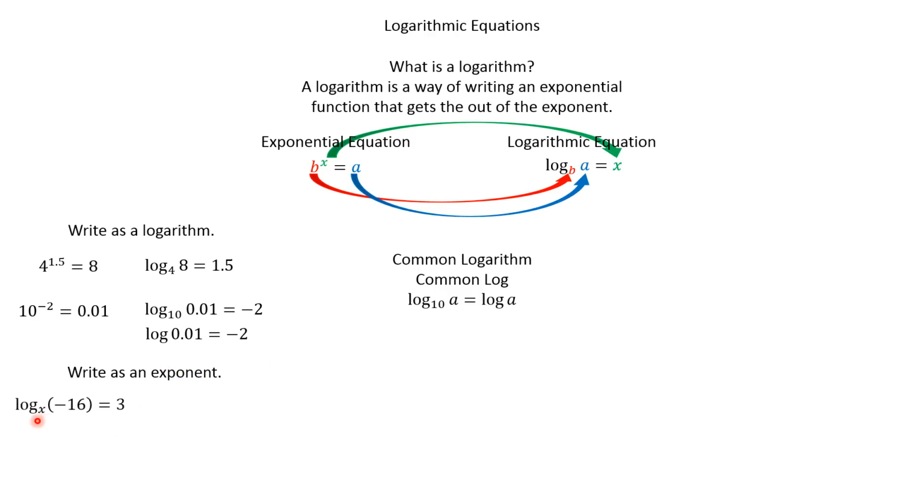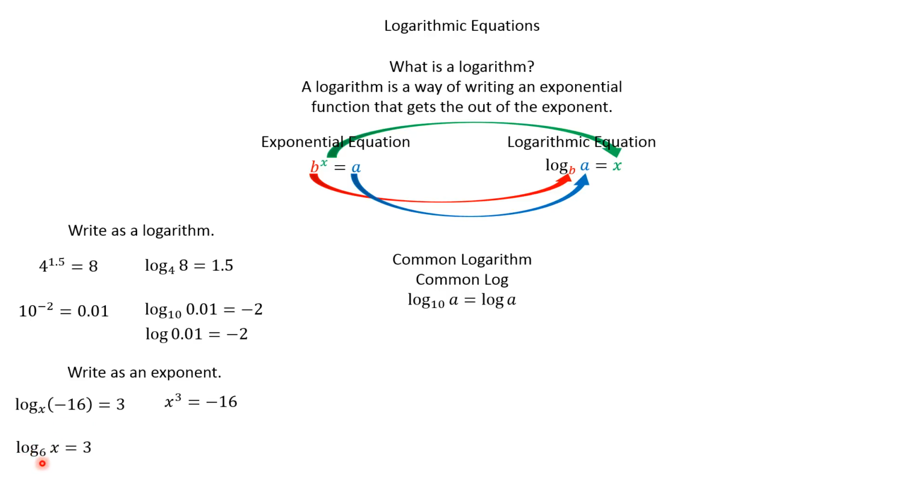So we'd have log base x of negative 16 equals 3. Well, log base x, so the b, that's going to be the base over here. We're going to have x to a power. The 3 is the exponent. So x to the third equals negative 16. And that would be it.